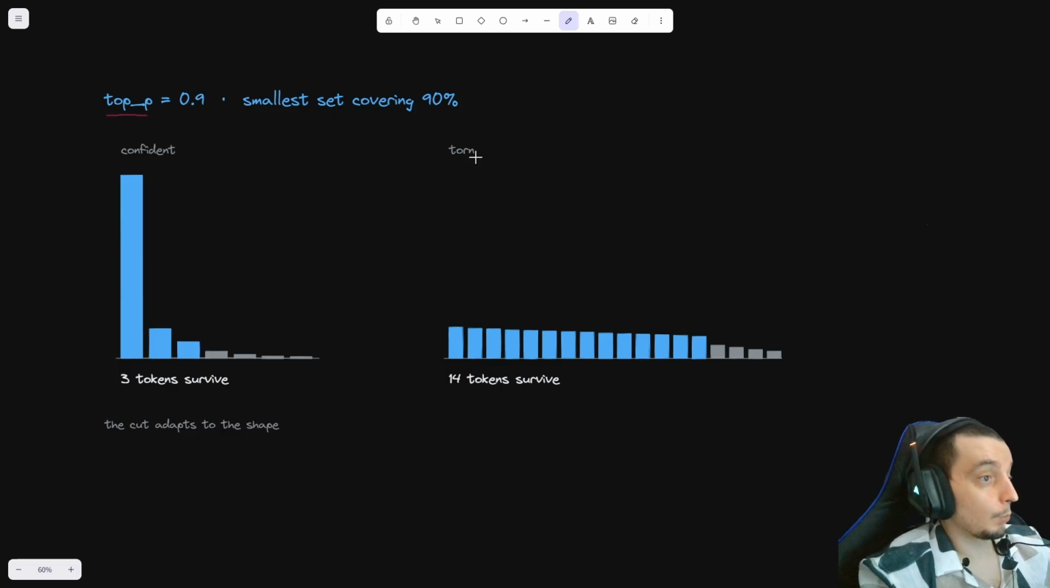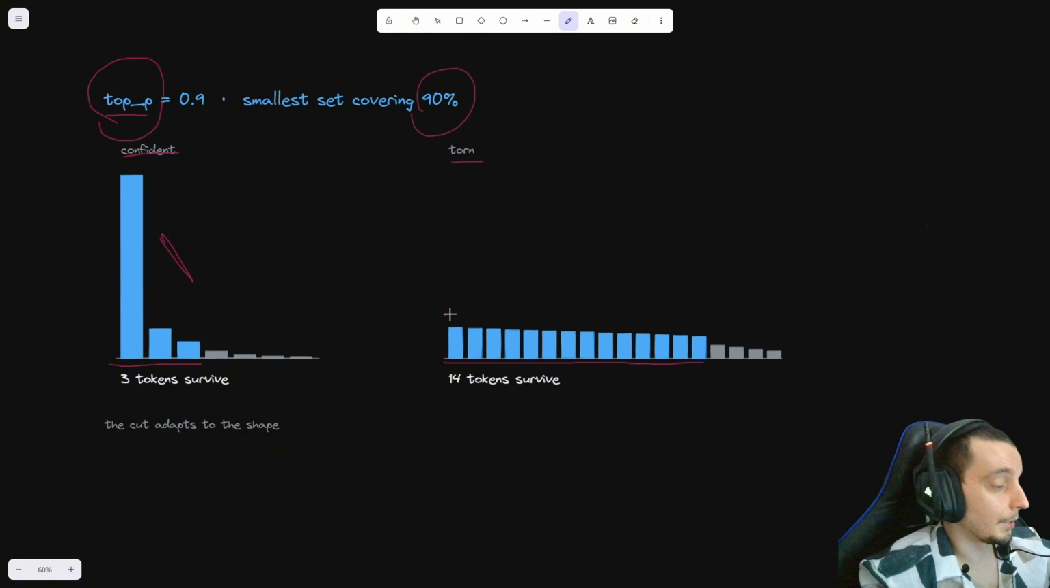Next, top P. This one is smarter than top K, though they are conceptually similar, but the difference is that top P reads the room, it solves the confidence problem. We tell it to keep collecting top options until their cumulative probability, the sum of their probabilities, is equal to the specified value, for example, 90%. This way, it doesn't matter if the model is confident and the distribution is sharp, or the model is torn apart and the distribution is flat, because we will still collect the required probability mass.